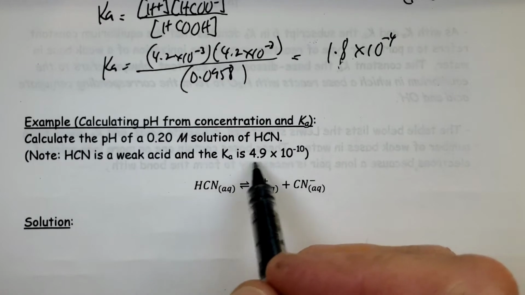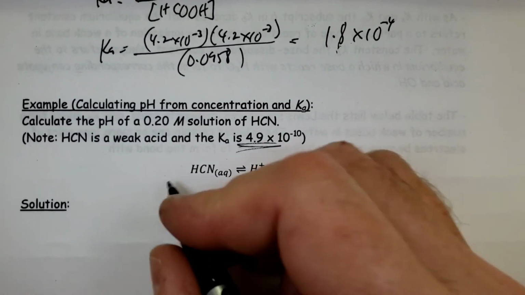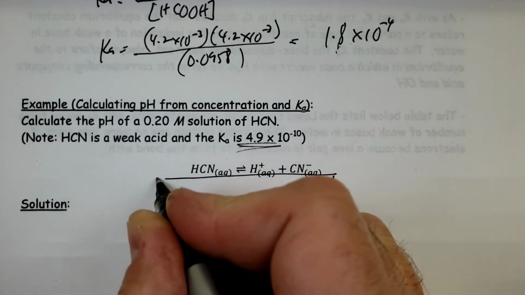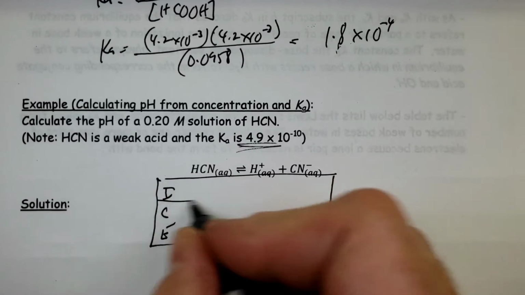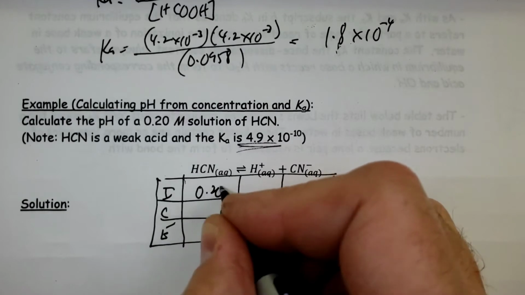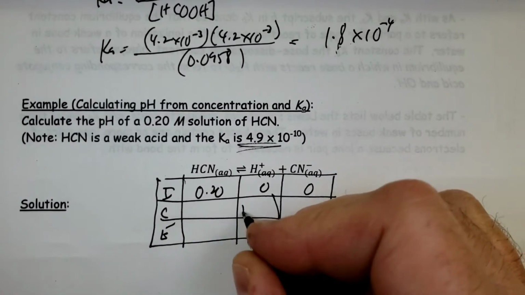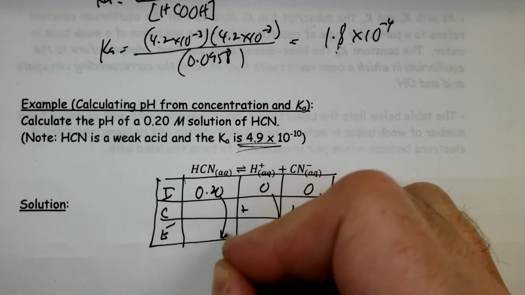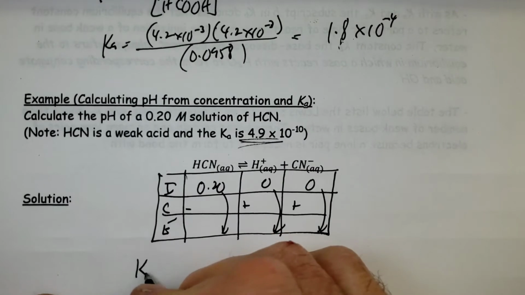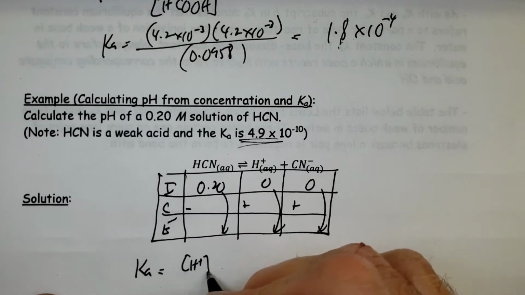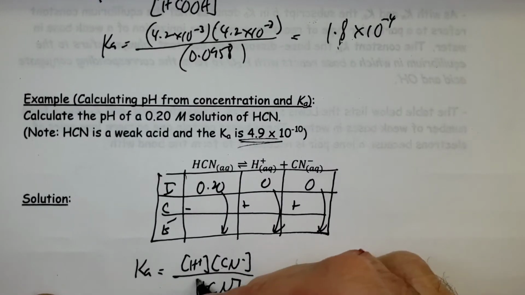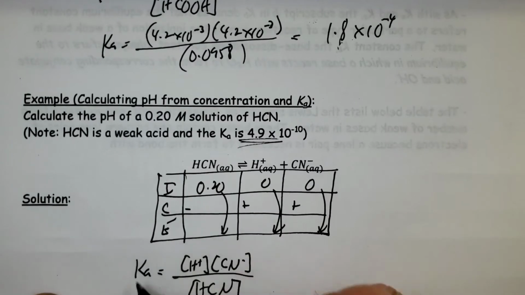Note that HCN is a weak acid and its Ka value is this. So let's see how we can set this up. It's vice versa, kind of backwards. We have this, set up the ICE table. We know it's a 0.2 molar solution. We know we have 0 and 0. We know something's going to get added here, and something's going to get subtracted here because it's breaking down and going to the right. And to figure out Ka, it's this, products over reactants, and that's all we know. We are told what the Ka is though.